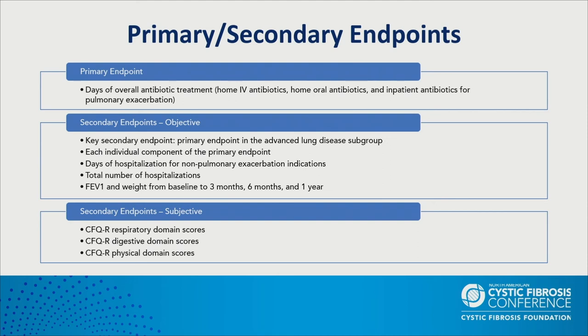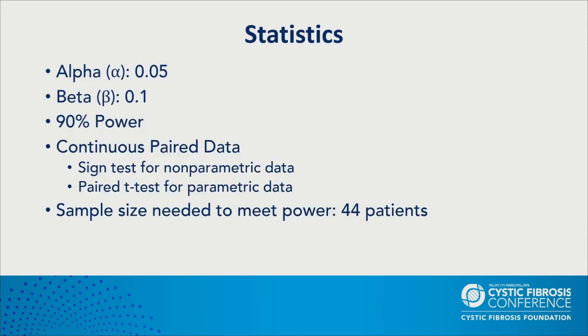disease subgroup. We also looked at days of hospitalization for anything that wasn't a pulmonary exacerbation. We looked at total number of all-cause hospitalizations, including pulmonary exacerbations as well as everything else. And then we looked at FEV1 and weight increases, and then CFQR score differences in the respiratory, digestive, and physical domains. Statistics, alpha of 0.05, beta of 0.1, 90% power.